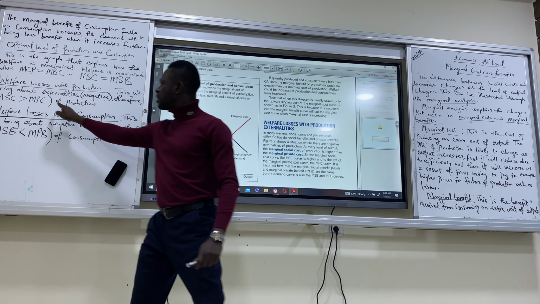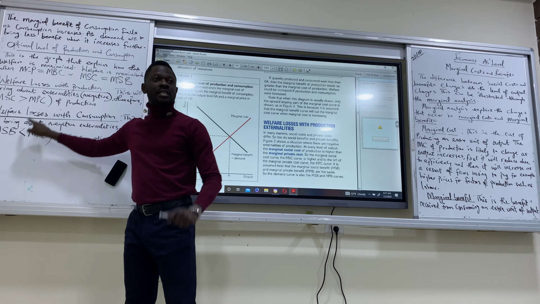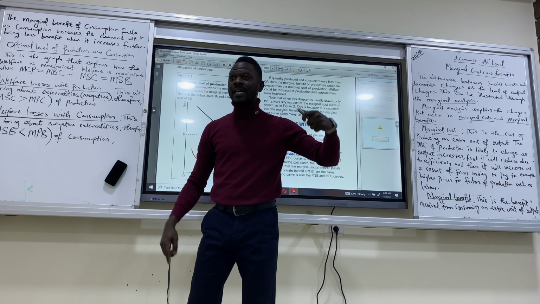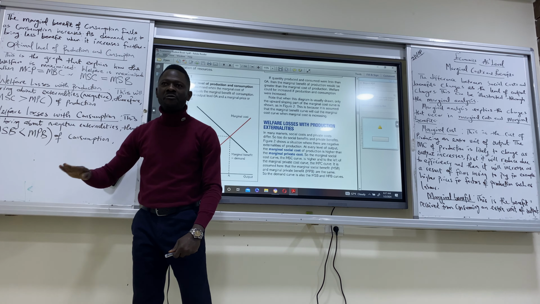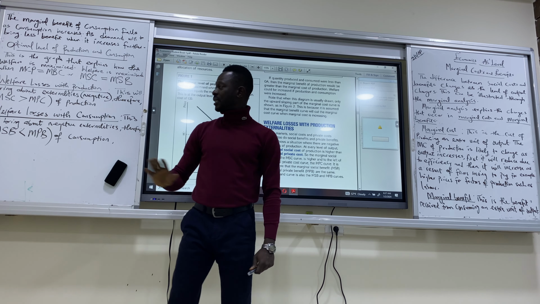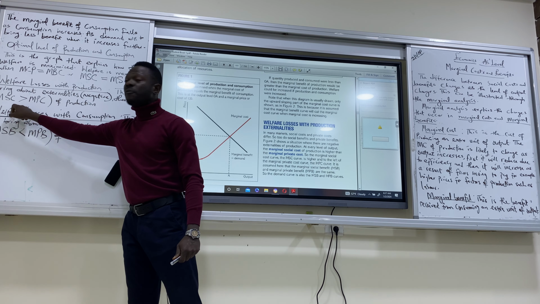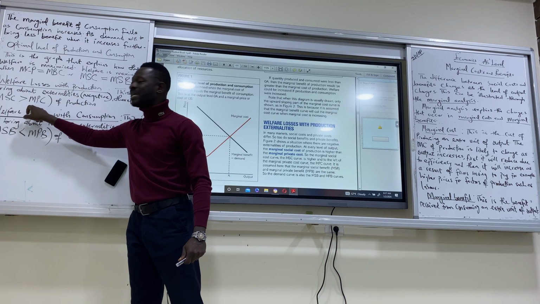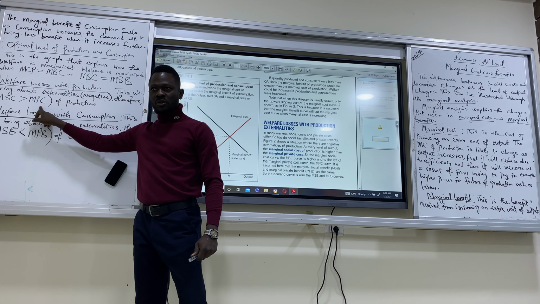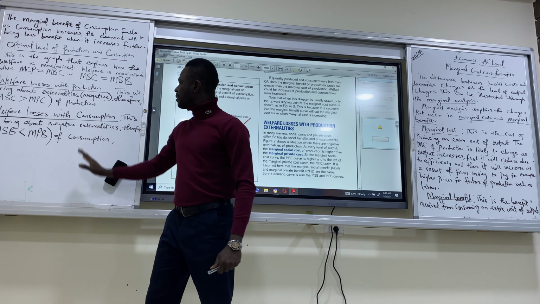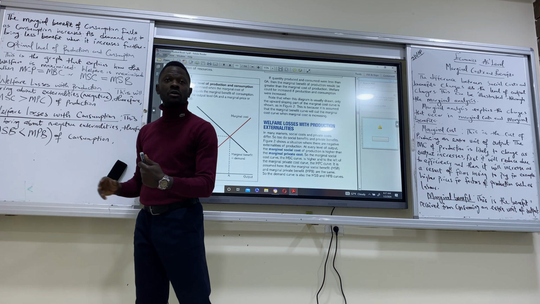Now, if in the cost of producing extra units, the cost to the society is more than the cost you have to pay, then welfare is lost. That is when the marginal social cost of production is greater than the marginal private cost of production. Clear? Yeah.